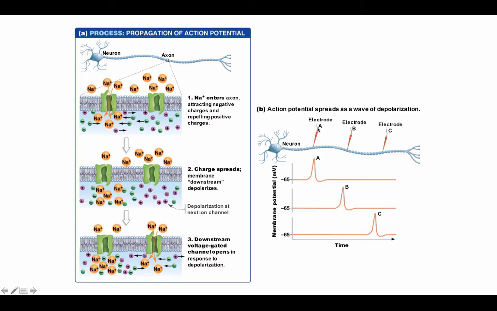So if we were to measure the voltage at different sites along an axon, we'd see the action potential happening earlier here at point A, a little bit later at point B, and then a little bit later at point C, as this wave of depolarization moves along the axon.